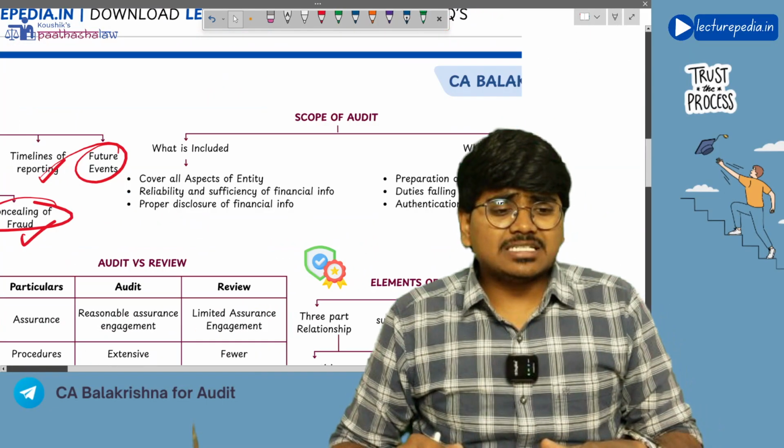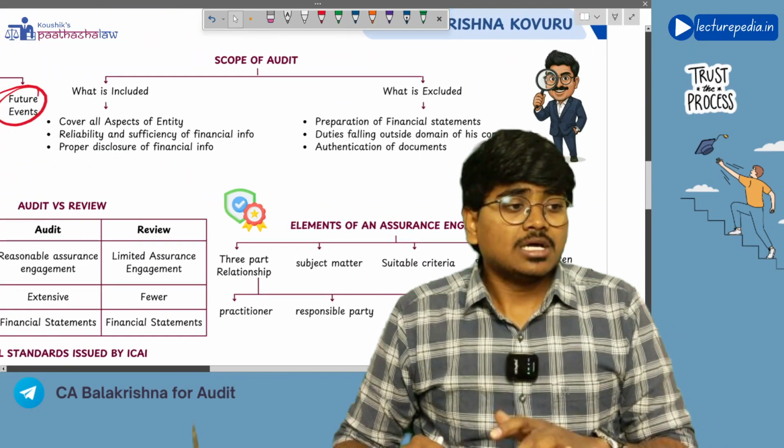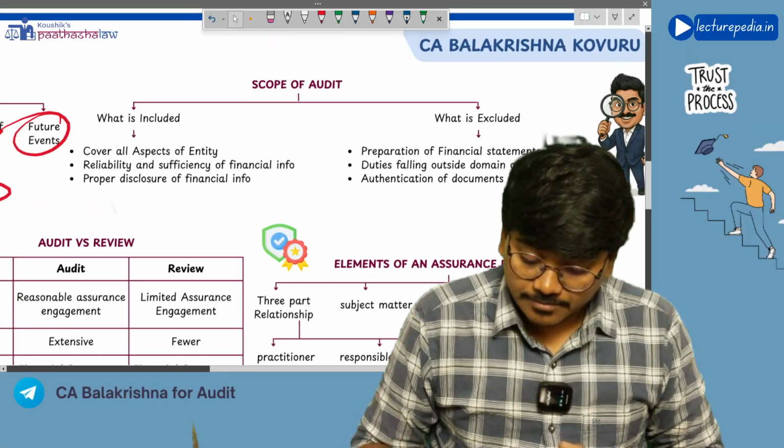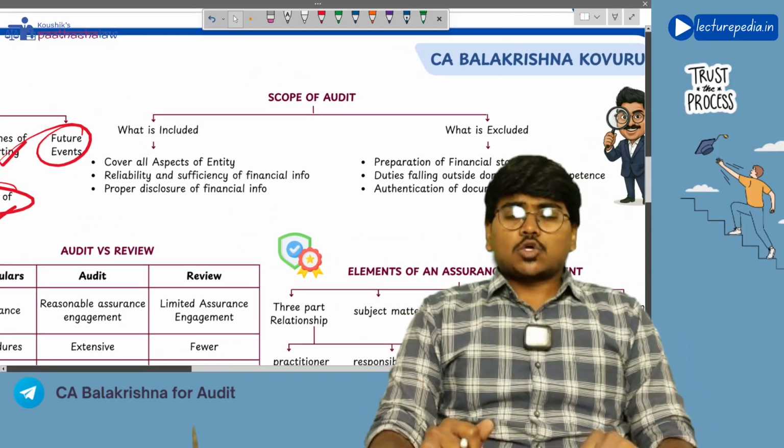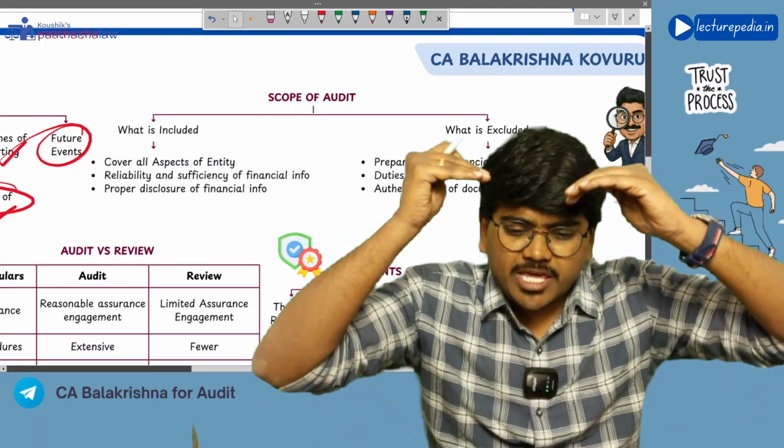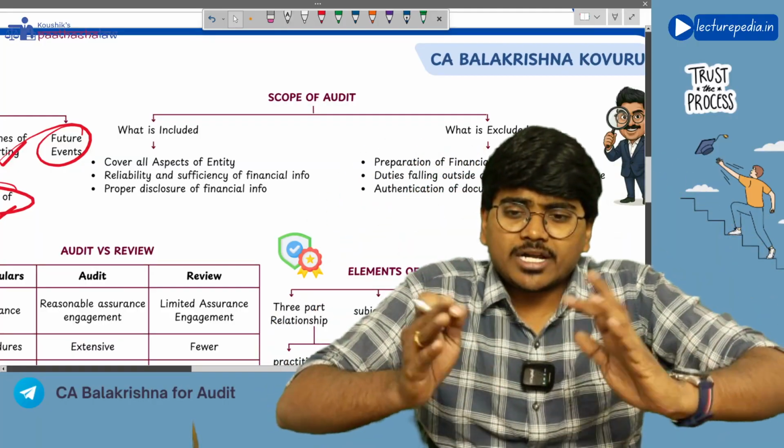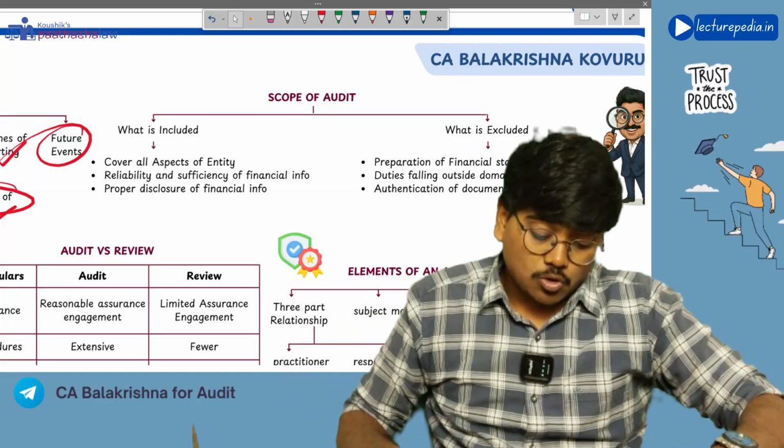So because of these reasons, auditor cannot give absolute assurance. Next, coming to scope of audit. What will be included in the scope of audit? What will be excluded in the scope of audit?